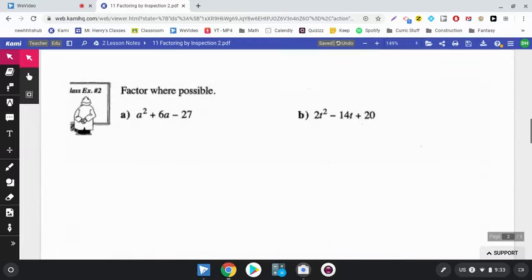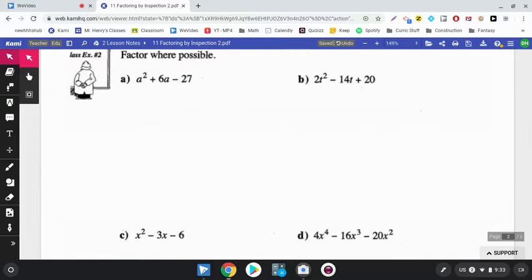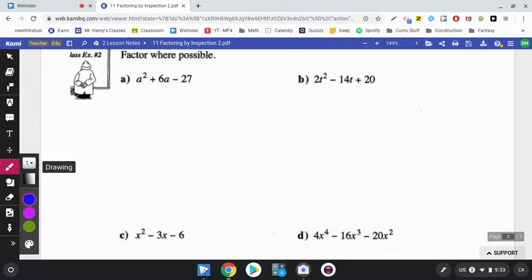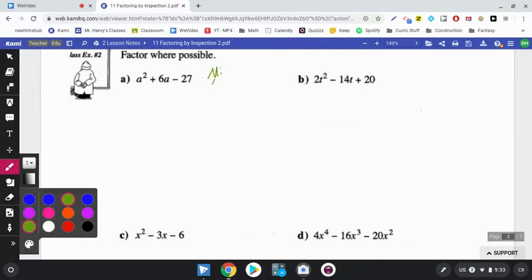So next one, it says factor where possible, and I've got 4 to do. Well, all right, I'll do the first one, I'll do the second one, and then maybe I'll let you do the other ones. So a squared plus 6a minus 27. Okay, I'm looking for that magic combo. Multiply to negative 27, add to 6. Well, it multiplies to a negative, so I know one of them is negative, one of them is positive.